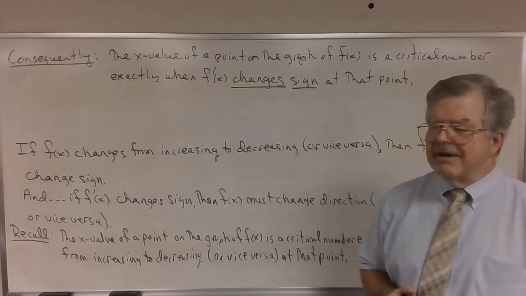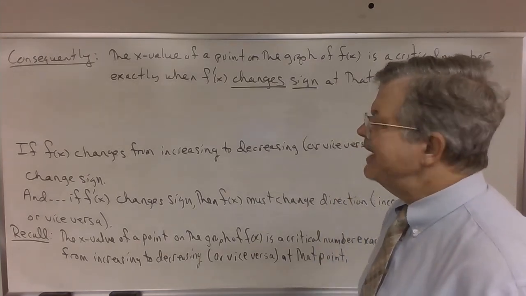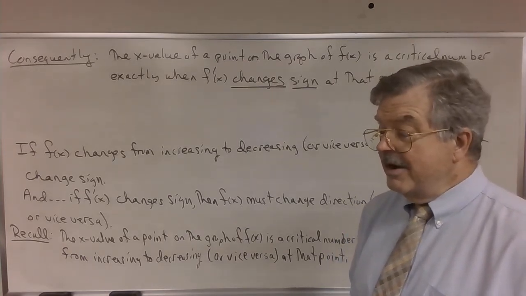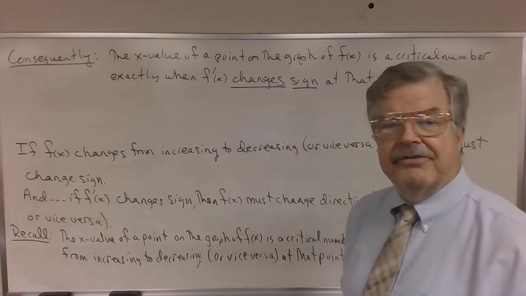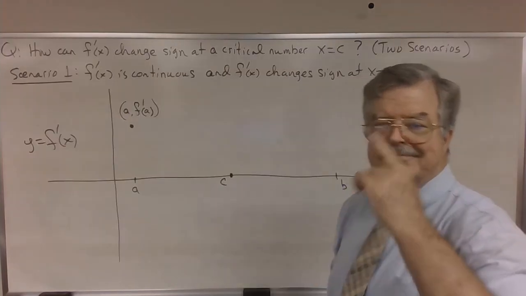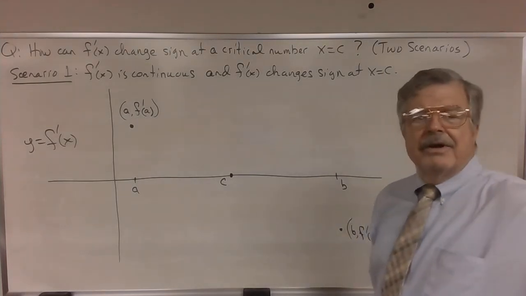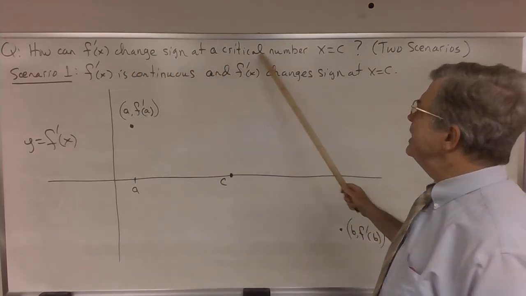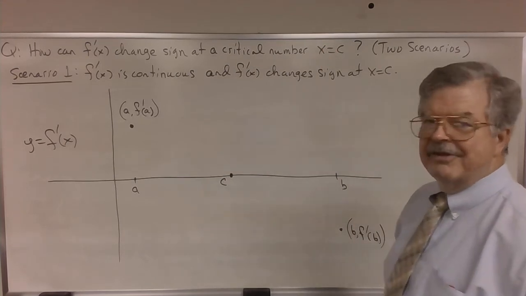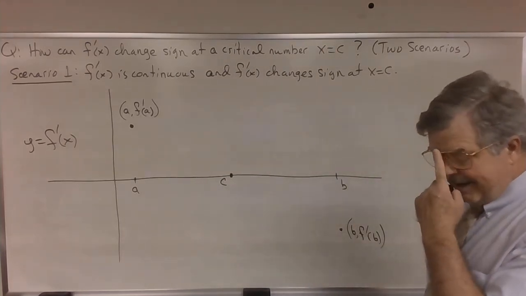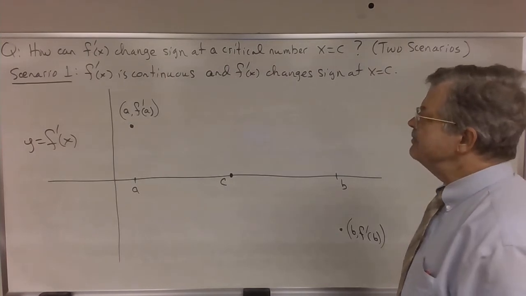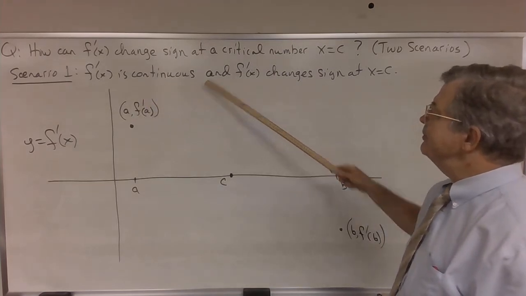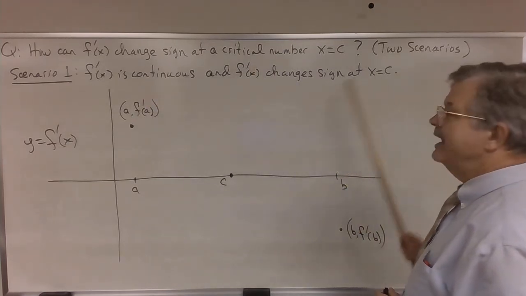And we're going to look at a couple of scenarios to see just exactly what must be the case in order for the derivative to change sign. We're going to look at how it is that the derivative f prime of x can change sign at a critical number x equals c. And there are two ways that this can happen. Here's the first scenario. The derivative is continuous and the derivative changes sign at x equals c.